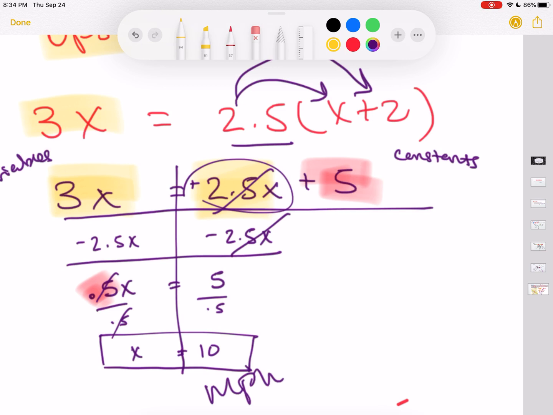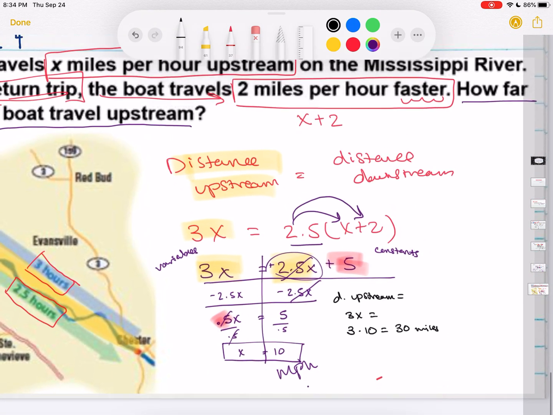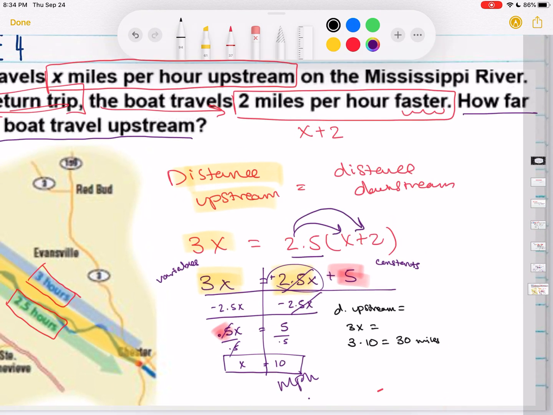So my distance upstream equals 3x, which equals 3 hours times 10 miles per hour, which gives us 30 miles. And that makes sense, right? If I travel for 3 hours going 10 miles each hour, I went 10 miles my first hour, 10 miles my second hour, 10 miles my third hour. That's a total of 30 miles.